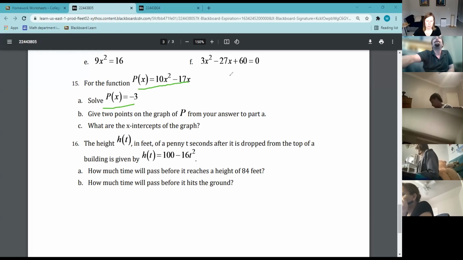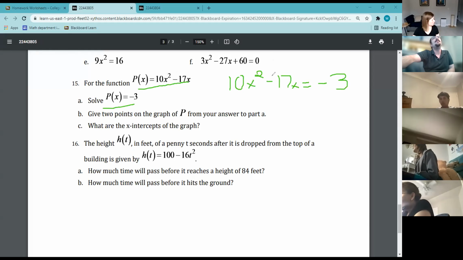Your equation is going to be equal to -3, which is 10x squared minus 17x equals -3. We move -3 to the other side and everything is going to be equal to 0. So we set P of x, which we know is 10x squared minus 17x plus 3, equal to -3. This equation should be -3. And now we want to solve for x, the corresponding x values that match this y value.